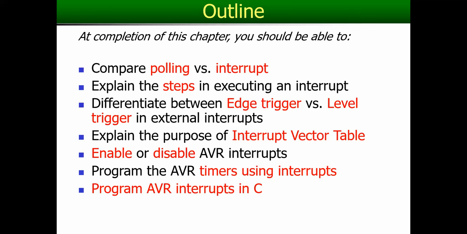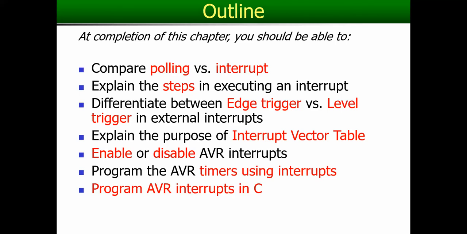So there are two in the ATmega328P, the microcontroller that has been used in the Arduino Uno. It has two external interrupt pins, interrupt 0 and interrupt 1. They are labeled INT0 and INT1. And then there is an important concept of the interrupt vector table, which we need to understand, and then how to enable or disable the interrupt feature of a microcontroller.